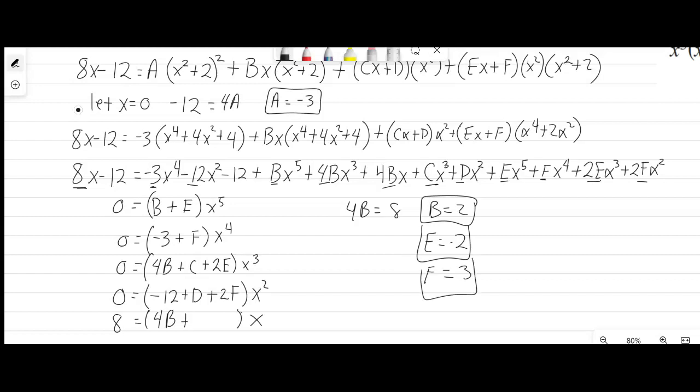And we just keep on solving these as we go, and we'll be able to figure out what every letter is and be able to write our fraction as our decomposition as it exists.